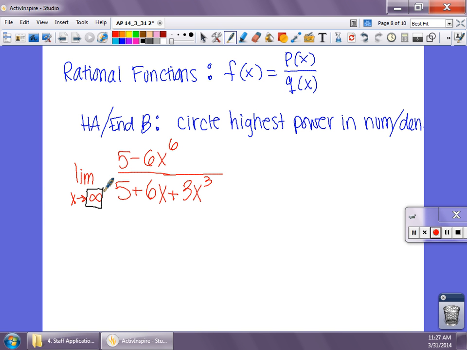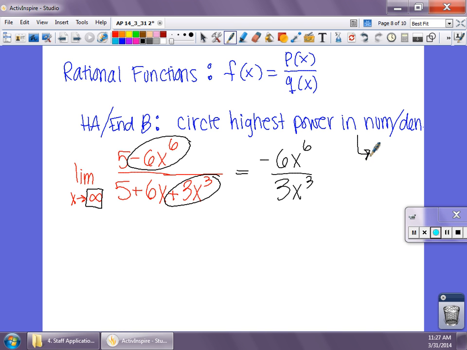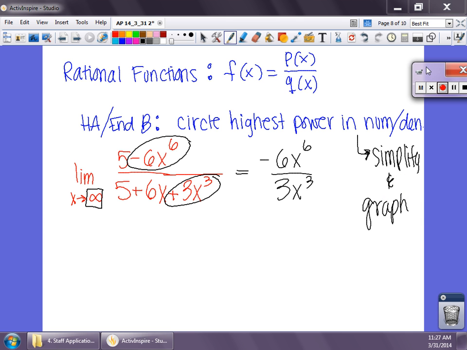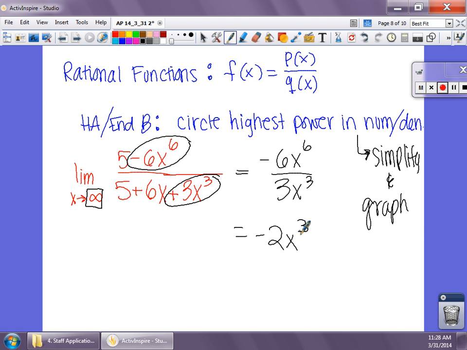If you're doing an end behavior model, then you circle the highest power in the numerator and the highest power in the denominator. That's the first piece. And then once you do that, I should have put it right underneath it. I ran out of space. Okay? Simplify and graph. So what does that simplify to? -2x cubed.